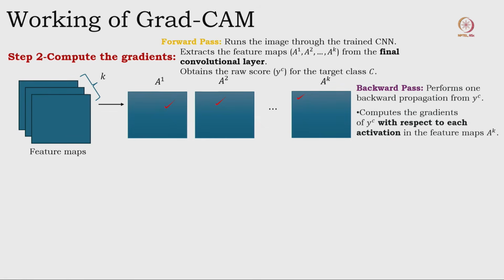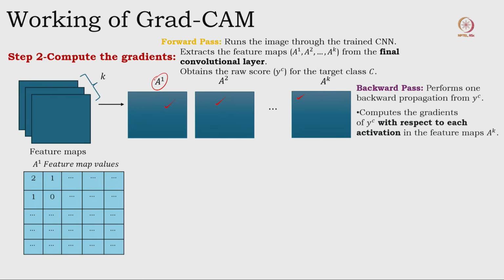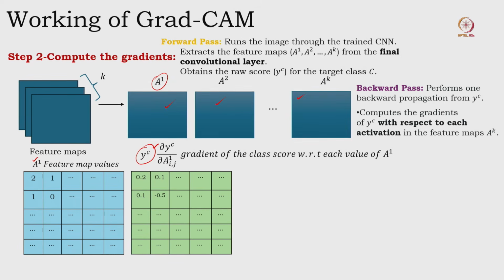Now, how is it going to calculate? For example, let us take A1. This is the feature map, and these are the values of this feature map. What we already have is yc. What is yc? It is the predicted class score. For a particular input, you are finding out which features are important. So, whatever the model has predicted for that input image, we take the yc of it and compute the gradient. How do we compute the gradient? We compute the gradient of yc with respect to every value of the feature map. Since we are doing it for A1, it is going to compute the gradients for every one of these values. By computing this, let us assume we have got this particular matrix.